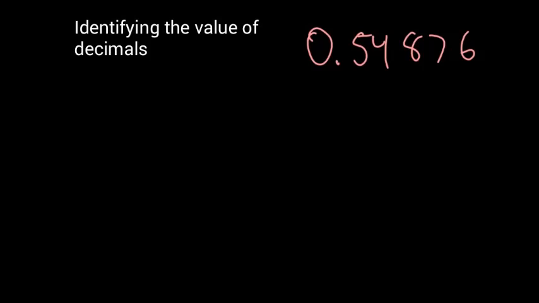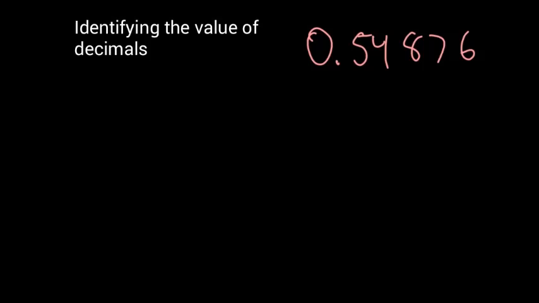Alright, we're going to identify the value of decimals, and when you do this, the most important thing is to say your decimals correctly. So often you hear people, if they saw this number that I have written there, they'd say 0.54876. Well, that's not the proper way to say it. If you say it the proper way, you'll be able to know all the place values that are in that decimal. So when you read this, you read it just like you would a number without a decimal.